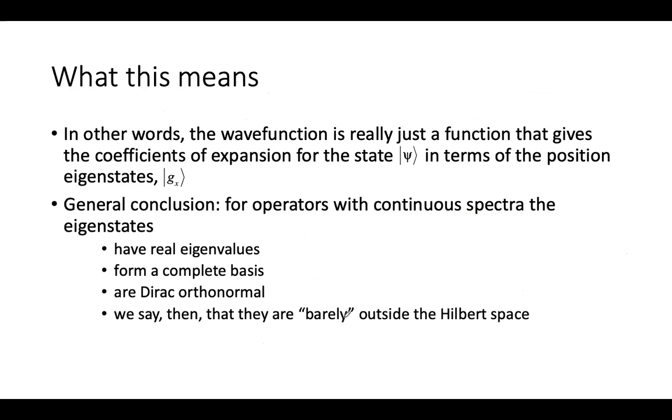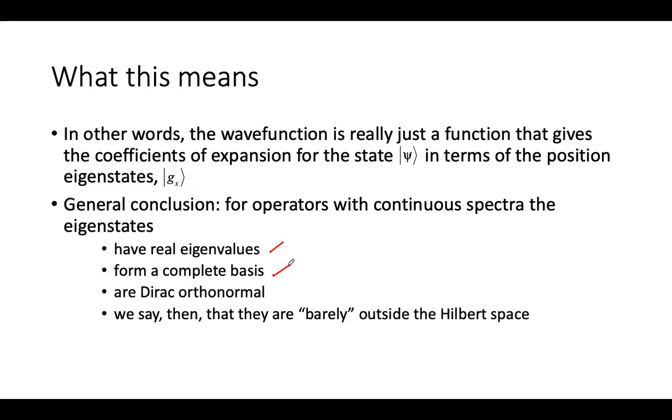Okay, what it all means. The wave function is really just a function that gives the coefficients of the expansion for the state in terms of position eigenstates, in this case, g of x or g of y or whatever we want to call it. We'll pick this up again on Friday. For operators with continuous spectrum, the eigenstates have real eigenvalues.